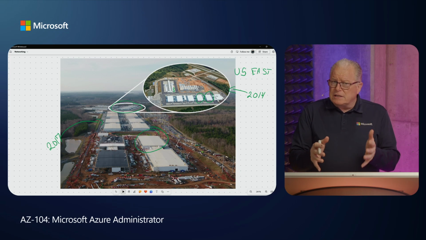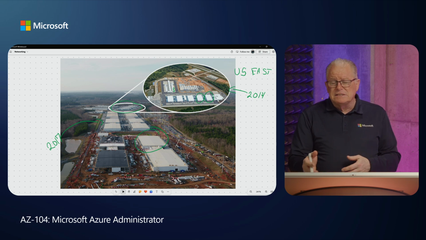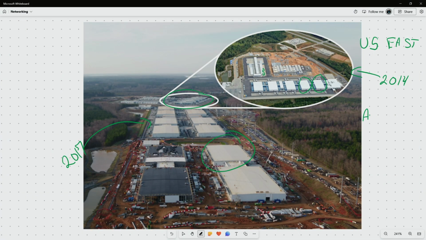And the reason I show that is because I want to talk about this thing called an availability zone. And then we're going to take a look at what happens inside of the data center itself. So an availability zone is a way for Microsoft to obfuscate the data center structure. You don't get to pick a data center.